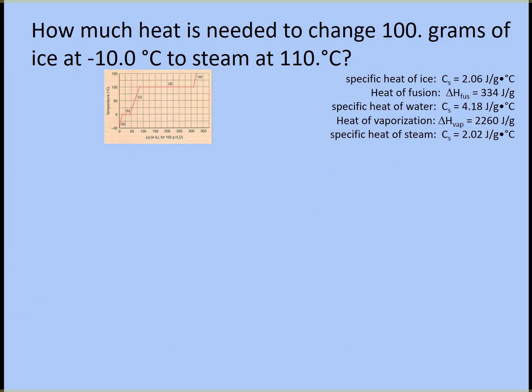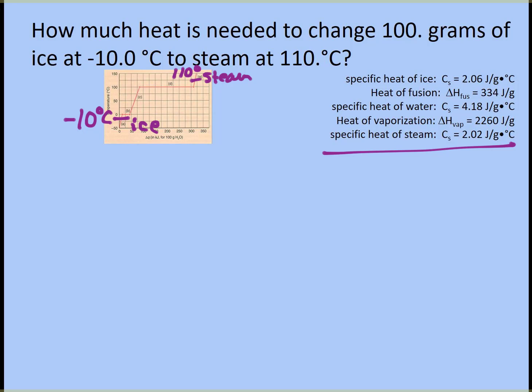So we're going to do this problem. All of our constants are given to us. The first thing we're going to do is see where we are on this heating curve. It says how much heat is needed to change 100 grams of ice at minus 10 degrees Celsius. On the graph, I know that I'm starting at minus 10, so this is when it's ice. And then it says we're going to end up at 110. So that's over here. This is steam, and I'm at 110 degrees Celsius.